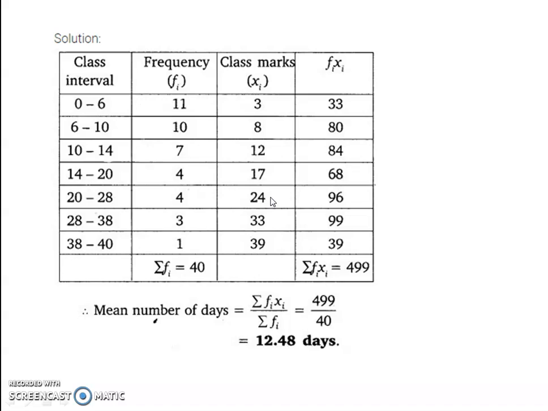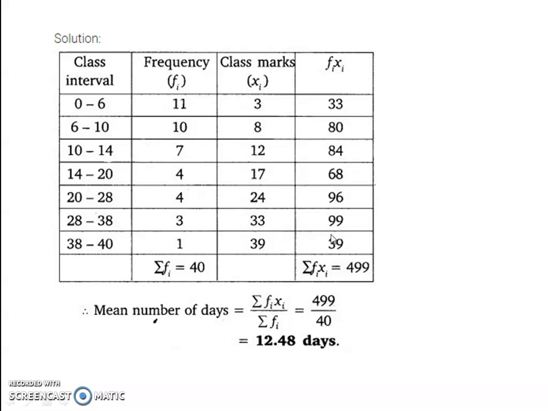So, for direct mean method, you don't have any other calculations. Multiply 11 into 3, 33. 10 into 8, 80. 7 into 12, 84. 4 into 17, 68. 4 into 24, 96. Now, what is the formula for direct mean method? Summation of fixi by summation of fi.